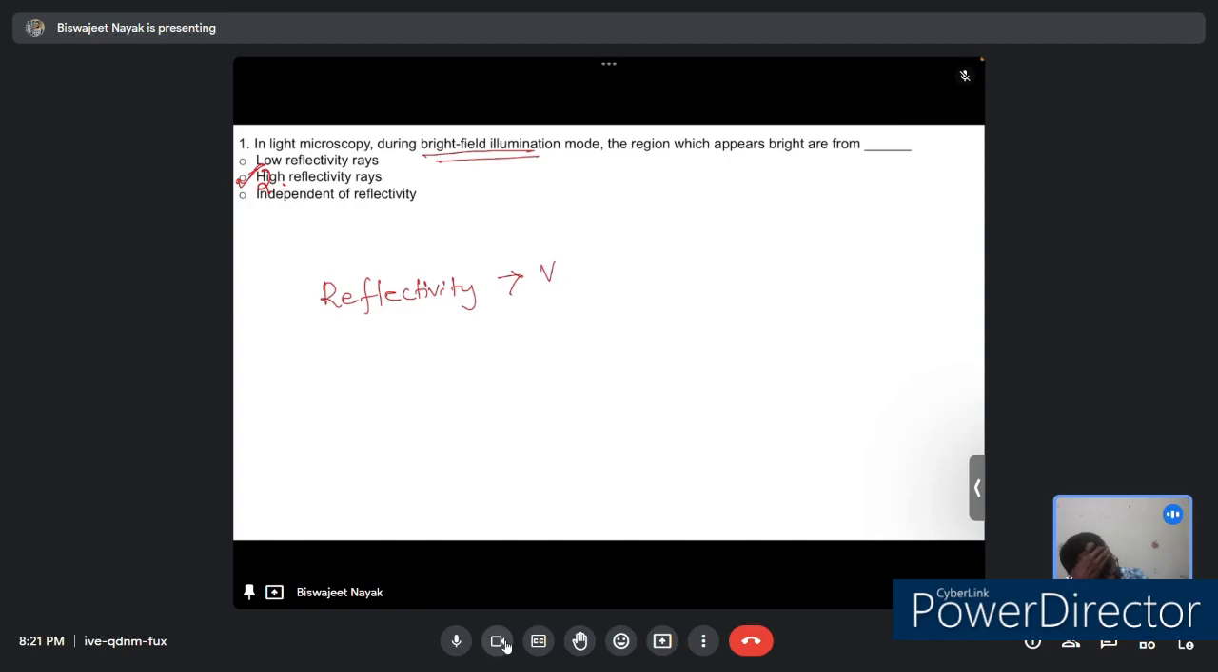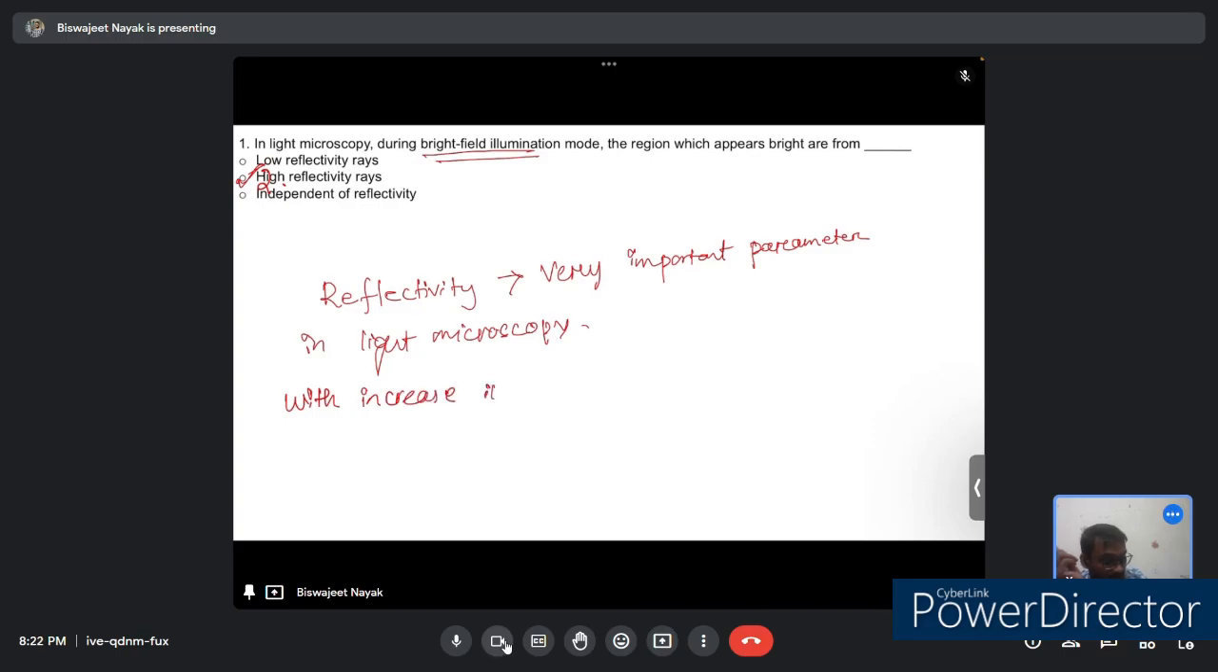Very important parameter in light microscopy. So with increase in illumination, we have higher reflectivity.